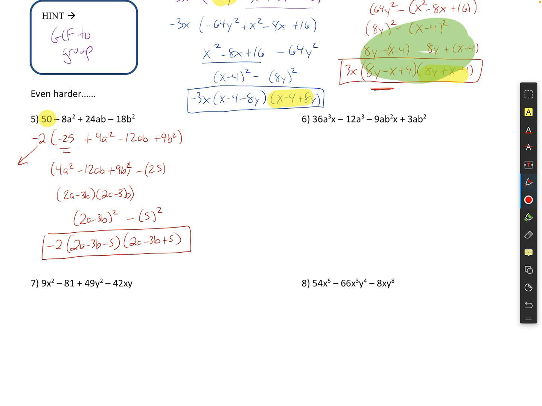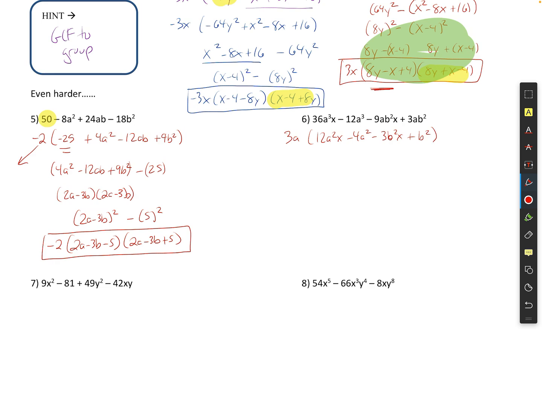All right, looking here. What's my GCF? My GCF is 3a. It looks like 3a. Which piece looks like it's the odd man out? Undecided at the moment. Which piece is the odd man out? So if I take out 3a, I got 12a squared x minus 4a squared minus 3b squared x plus b squared.